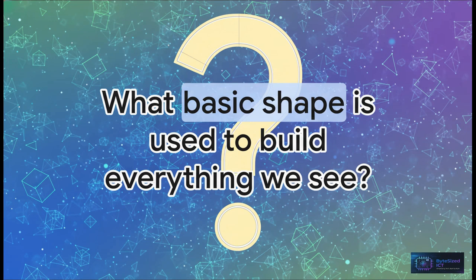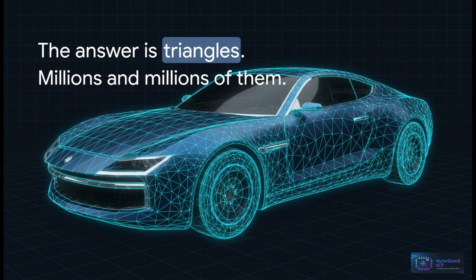So if the computer is just playing a giant game of connect the dots with all these coordinates, how does it go from a list of points in space to a complex 3D model? What is the one fundamental shape it uses to build literally everything we see on screen? And the answer is the humble triangle.